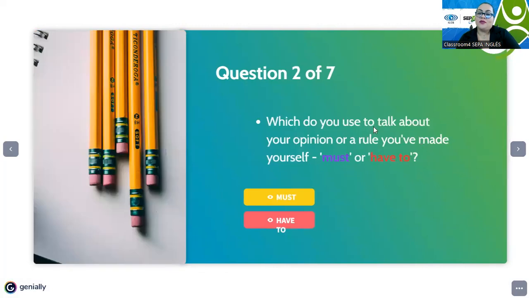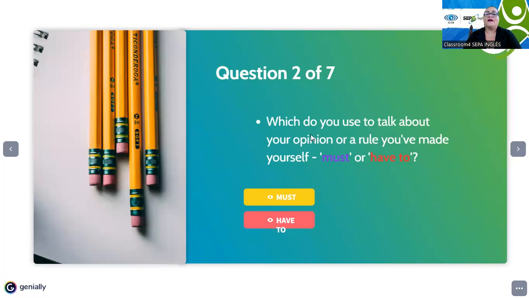Which do you use to talk about your opinion or a rule you made yourself? Must or have to? What do you think? Do you remember? I told you before, what is the difference? Must is for obligations. Have to is for obligations too. What is the difference? Have to is for a law and must is for opinion.